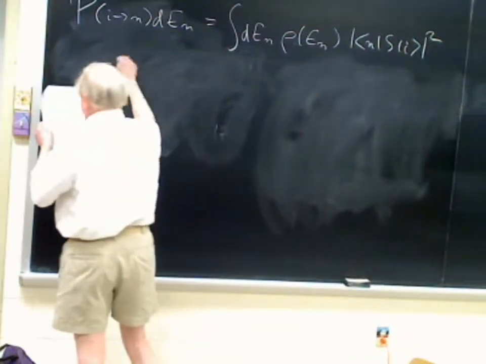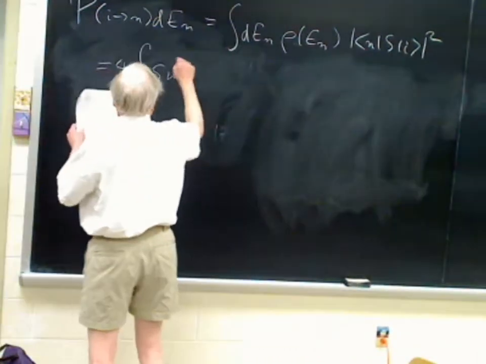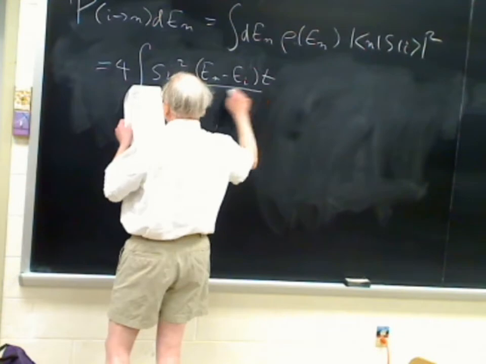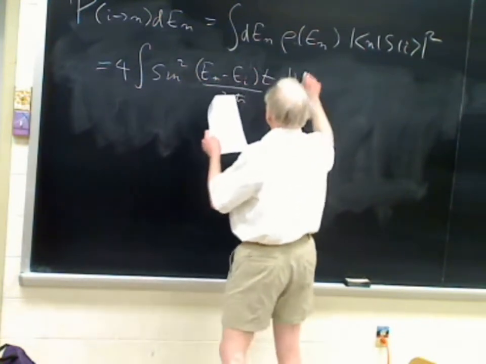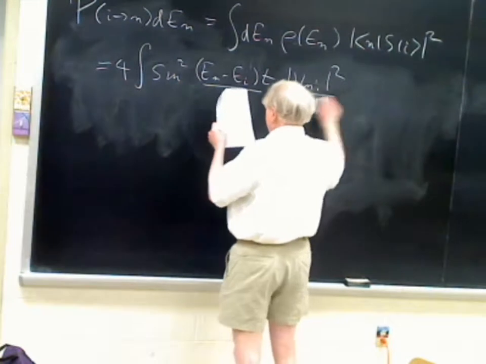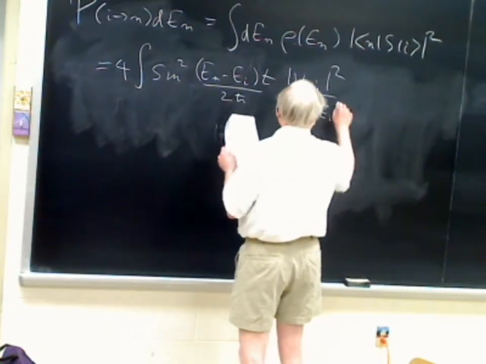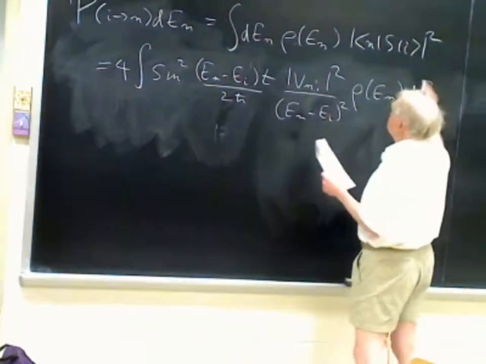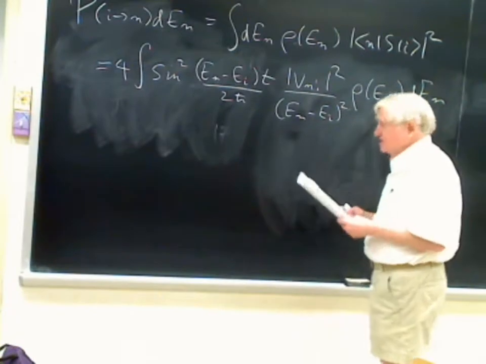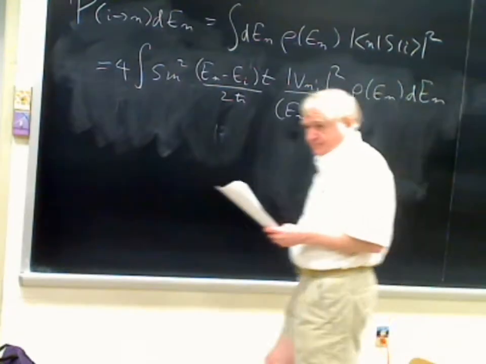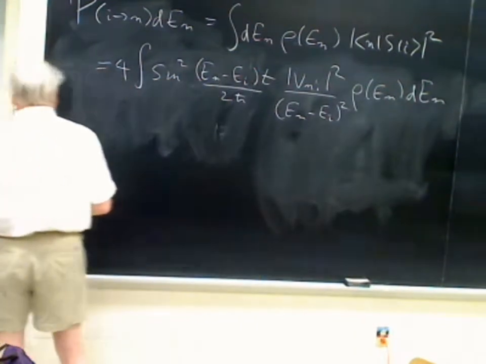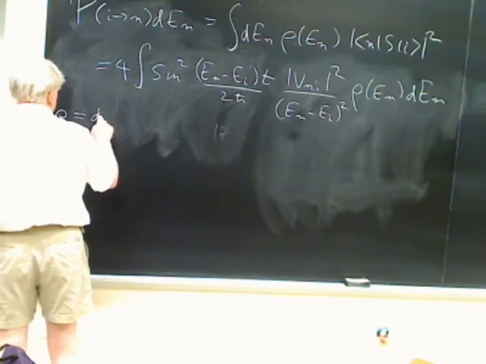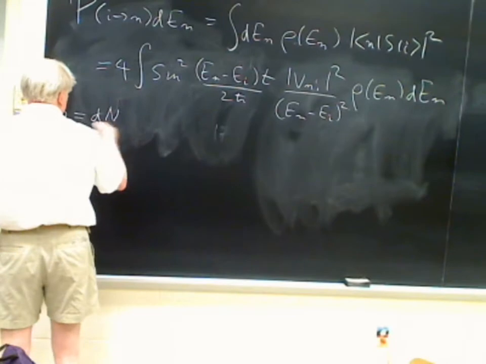And that's equal then to 4 times the integral of sine squared of (E_n minus E_i) t over 2 h-bar, times |V_ni| squared over (E_n minus E_i) squared, times rho of E_n dE_n. And rho, as I said, is the density of states. So rho is dn over dE.